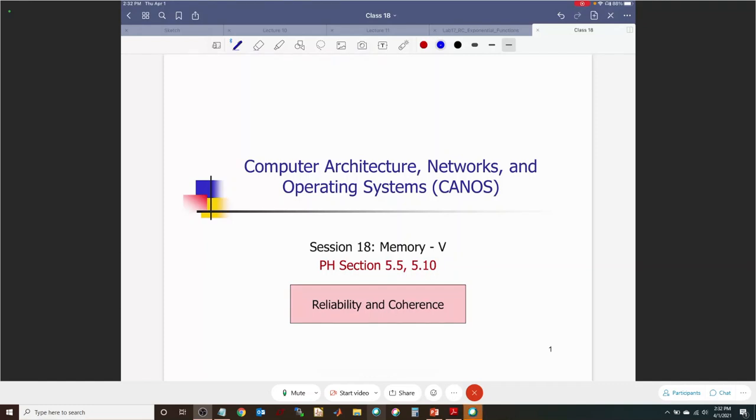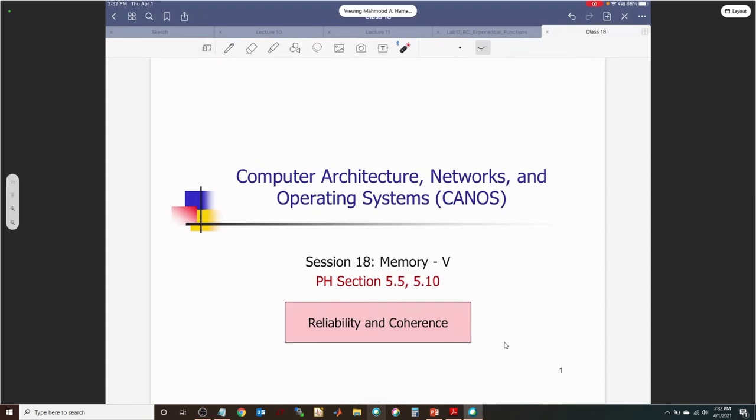Okay. So we are in class number 18 today. We are going to be talking about memory reliability and cache coherence. These two are very interesting ideas and something that is going to complete our discussion on memories, right? This is our fifth and last lecture in terms of memory. And from the next class onwards, we will get into operating systems. So memory reliability and cache coherence, that's what we are talking about.